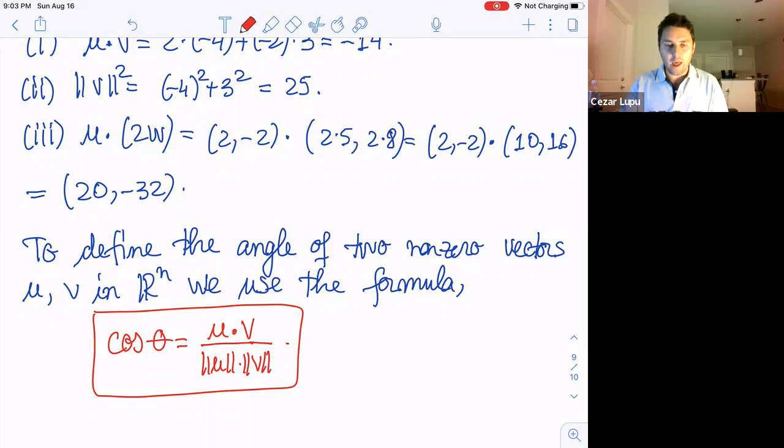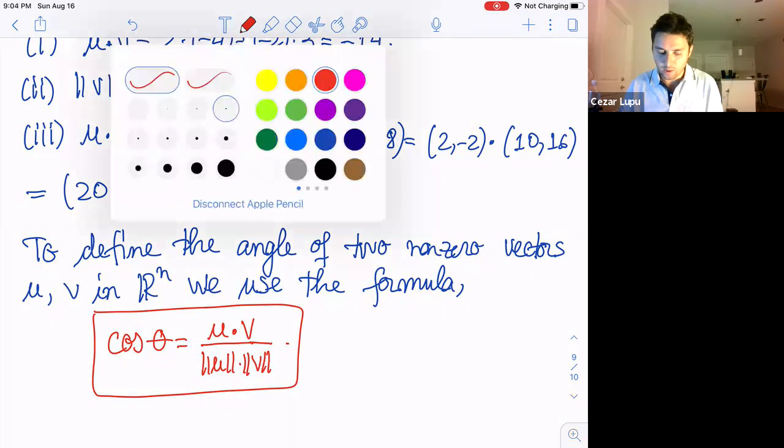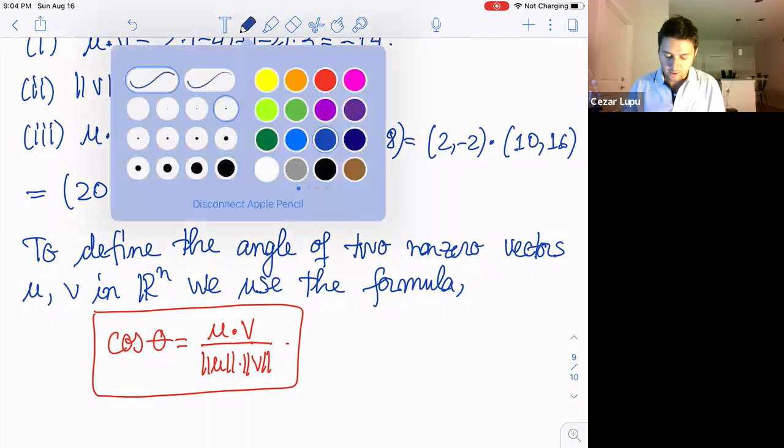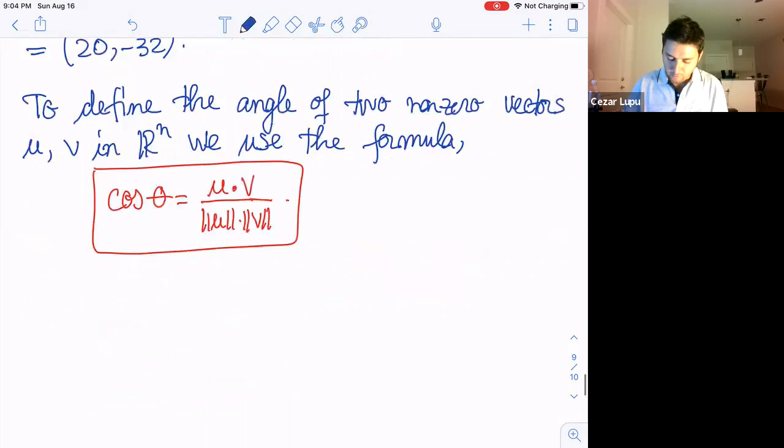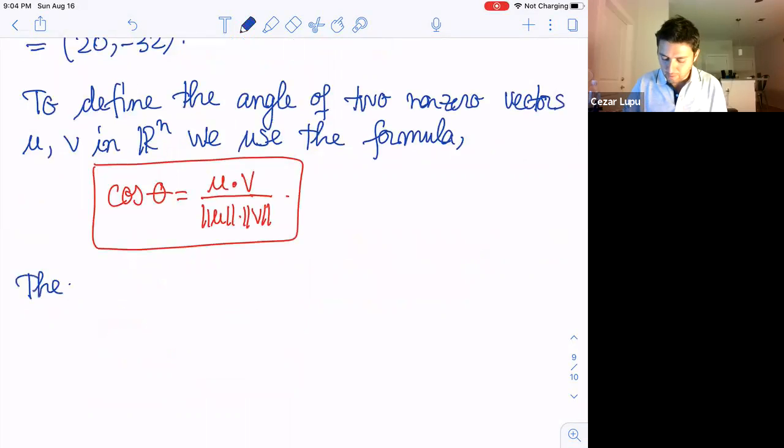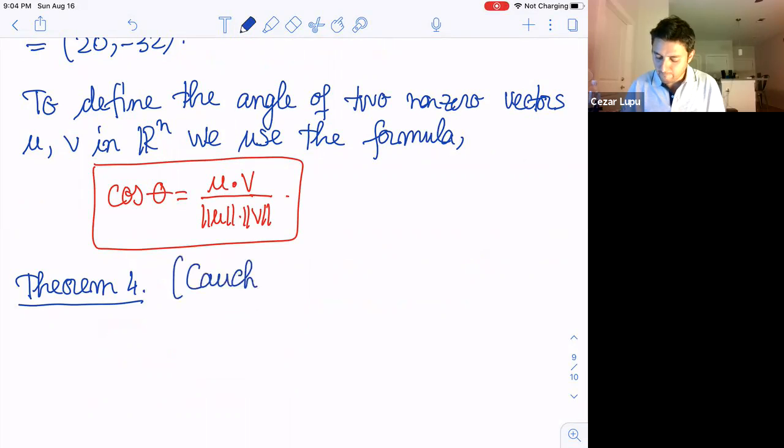Okay, and now concerning the angle of two non-zero vectors, we have the following inequality, which is a very important thing. This will be theorem 4. And I'm considering actually proving this, why not? It's what we call the Cauchy-Schwarz inequality.